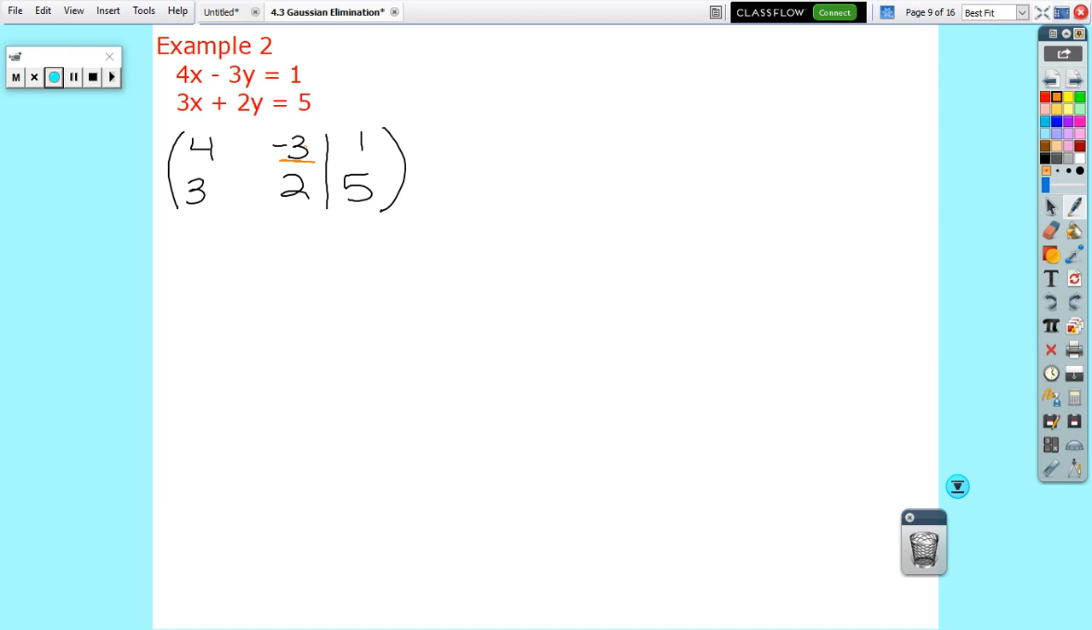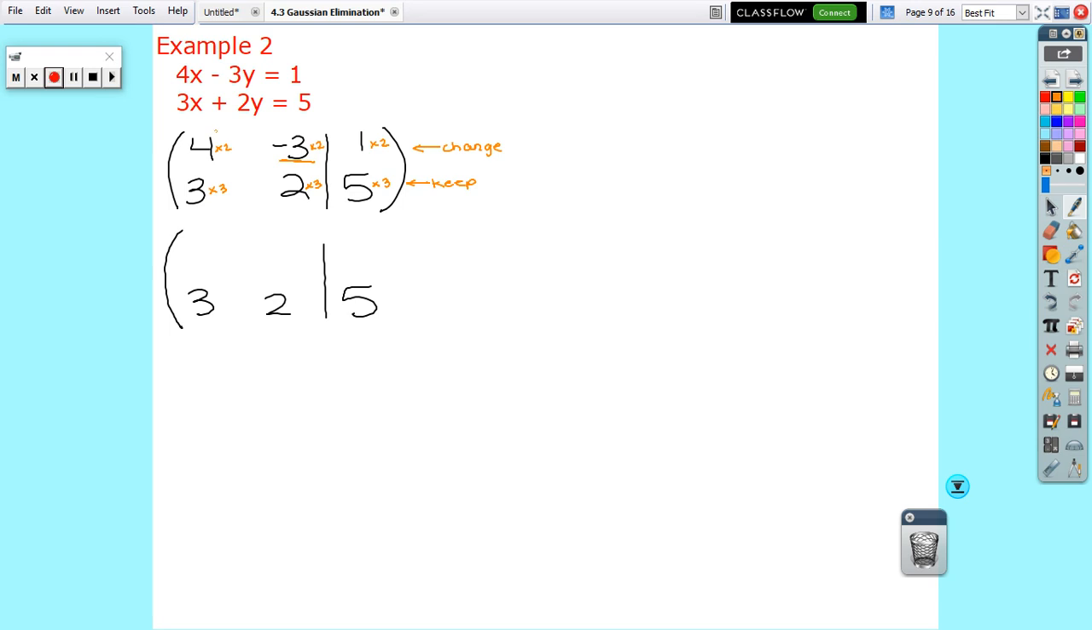So in order to get these two numbers to add to 0, we would need to multiply everything in this row times 2, and everything in this row times 3. And because we want the 0 to be in this position, this is the row that we're going to change, and this is the row that we're going to keep. So automatically we can write down that bottom row for our next matrix, because we know that's not going to change.